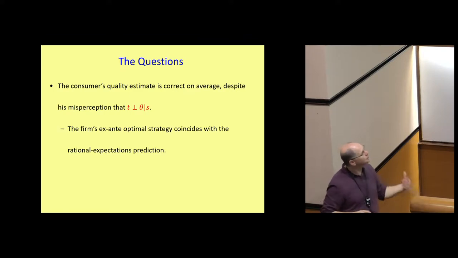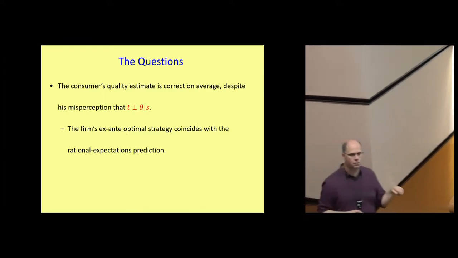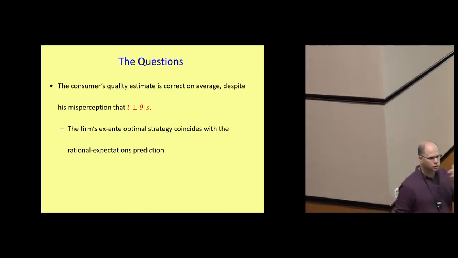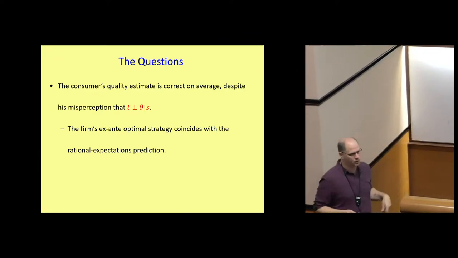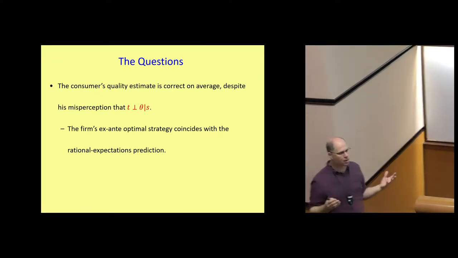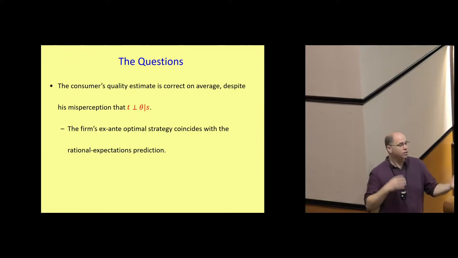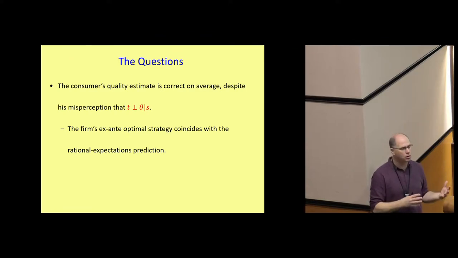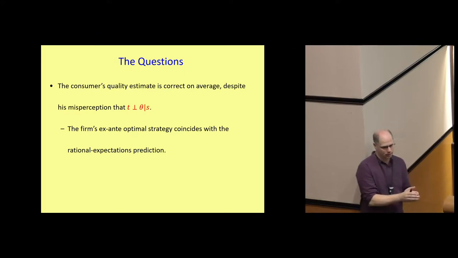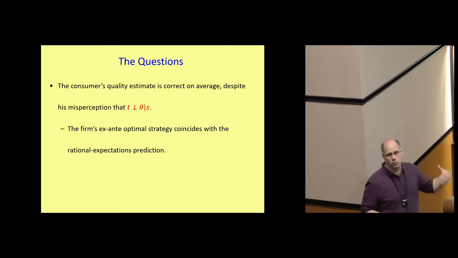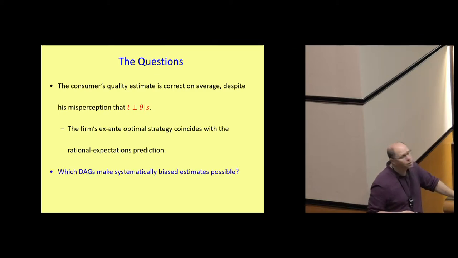And that means that the ex-ante optimal strategy for the firm is robust in the sense that it coincides with the rational expectations prediction. It goes back to a question that Michi asked at the end of Inku's talk. Can we say something about the following? Although the agents have a wrong model, in the end, as far as some aspect of the analysis is concerned, it's as if they had rational expectations. So that's the kind of question I want to analyze, and I'm going to show you that I can use the graphical tools to give some kind of partial answer to that question.